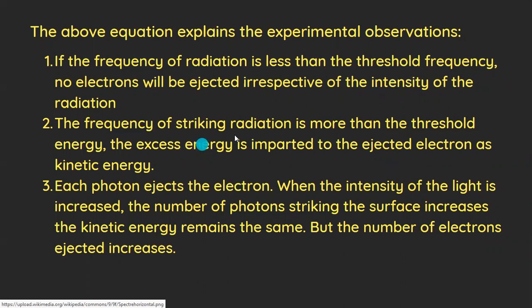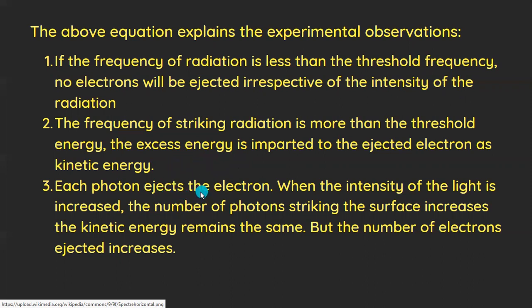The second one, the frequency of striking radiation is more than the threshold frequency. So the excess energy is imparted to the ejected electron as the kinetic energy. This is exactly what we studied in the previous slide. So when the frequency is higher than the threshold frequency, the excess energy that is present is getting used up for the kinetic energy of the electron.